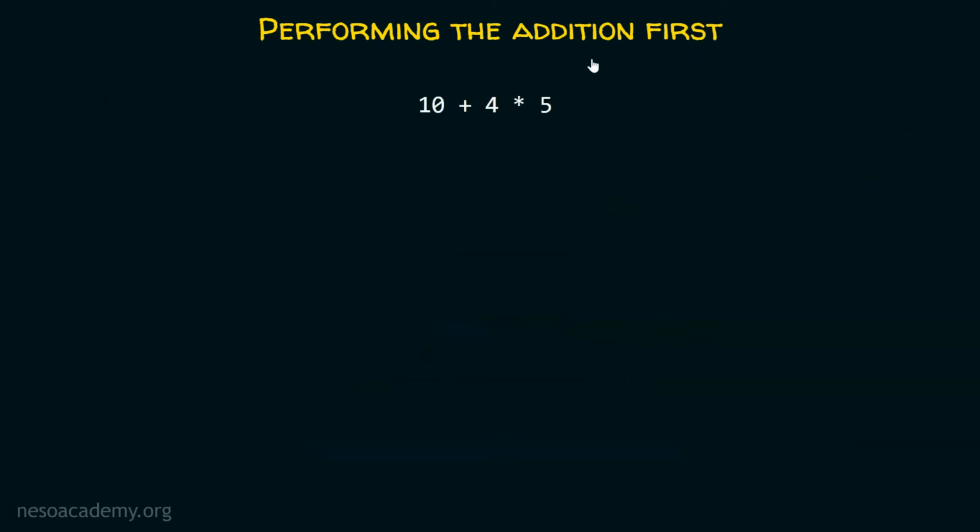Let's perform the addition first. Let's say I simply add these two numbers, 10 plus 4. We know that 10 plus 4 is 14, so we can replace this by 14. And now we have 14 into 5, right? So our expression is reduced to 14 into 5. Now what is 14 into 5? 14 into 5 is 70, right? So the result is 70, and we are successful in producing the result. It's not a problem at all. The result of this expression, 10 plus 4 into 5, is 70.